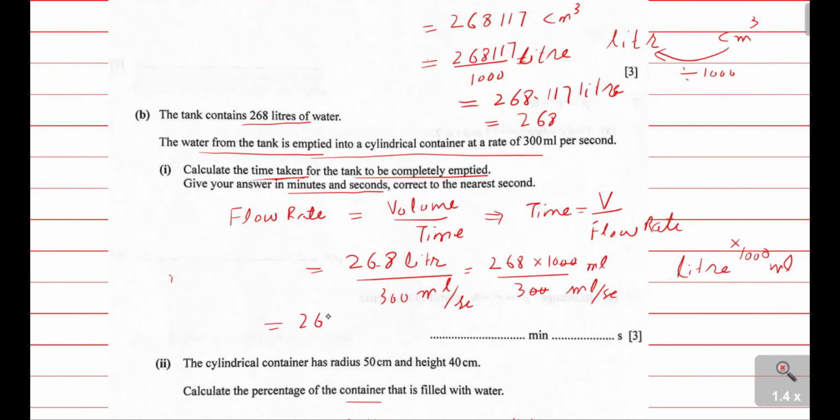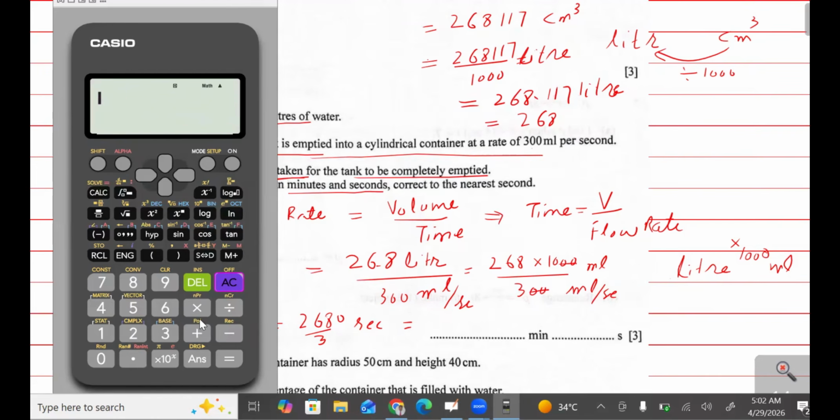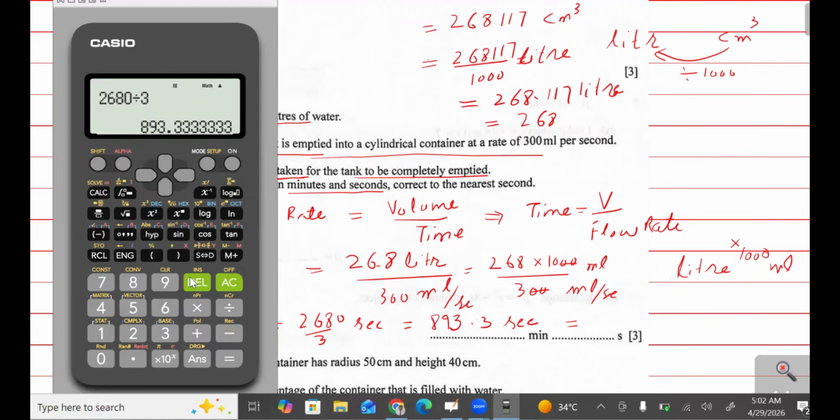This value is 268,000 divided by 300 seconds, and this value will be equal to 893.33. This value in seconds we will convert into minutes. We will divide by 60. Divided by 60, this is 14.88.